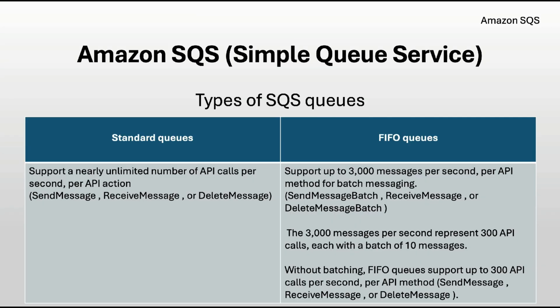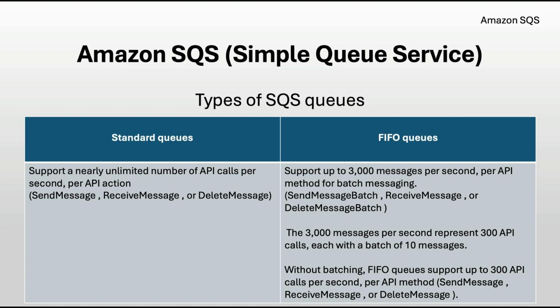Types of SQS queues. There are two types of SQS queues that we can create and use in our application integration: standard queues and FIFO queues. A standard queue, which is the default queue type, supports a nearly unlimited number of API calls per second and per API action. Meaning each call, that could be send message or receive message or delete message, can have multiple API calls. So it's unlimited.